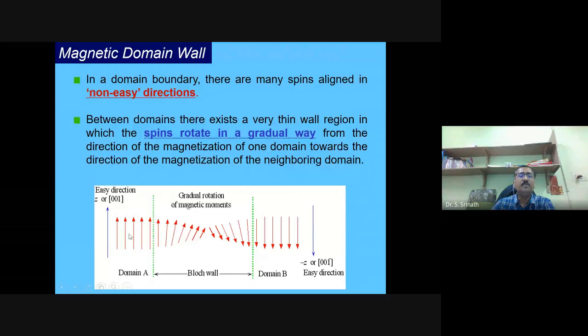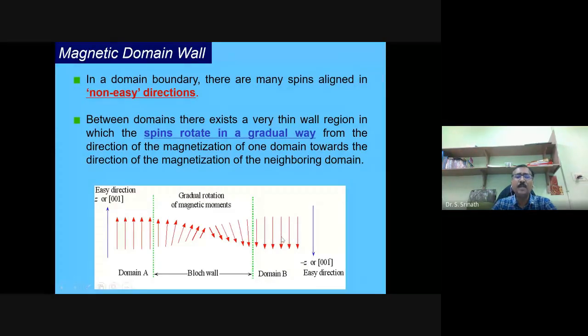Suppose this is one domain in which the spins are all parallel, let us say along the 001 direction. And let us say domain B, where the spins are all parallel, again along the opposite direction, in fact 001 bar I should have written. As far as this domain and this domain are concerned, exchange and anisotropic energy both are minimum, so no problem.